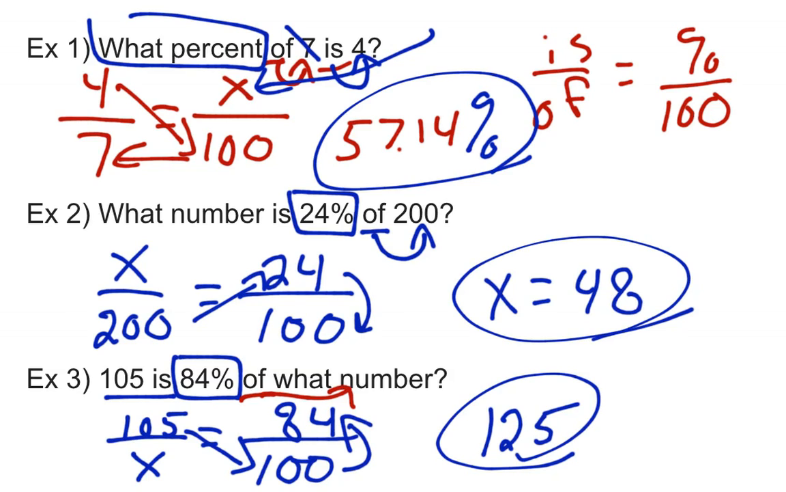Now really, guys, these 3 questions are the only 3 types of questions that they can ask you. If I look back up at my proportion here, is over of equals percent over 100. Well, I know the 100 is always going to be in there. So they can only ask 3 questions. Either you're looking for the percent, you're looking for the of, or you're looking for the is. So 3 examples, that's exactly what we're going to be doing today.